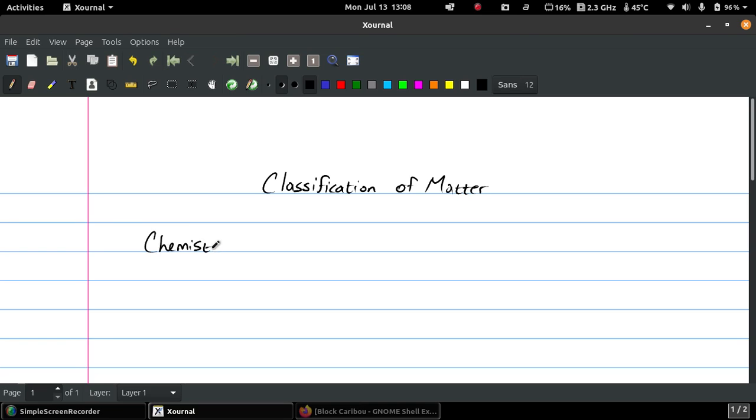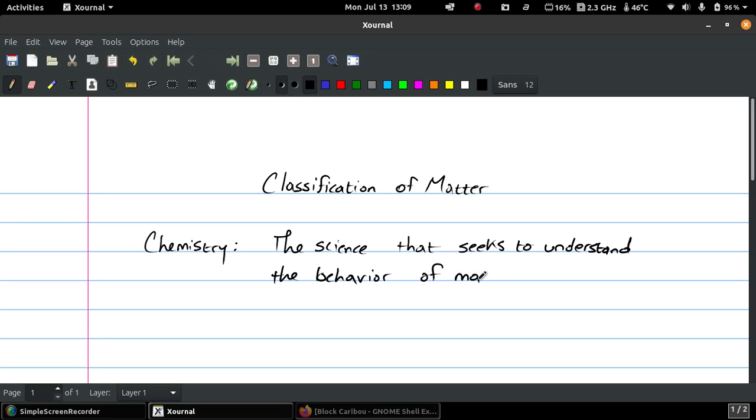So, chemistry is the science that seeks to understand the behavior of matter by studying the properties of atoms and molecules.